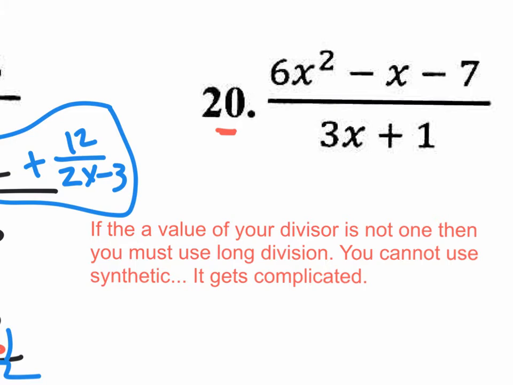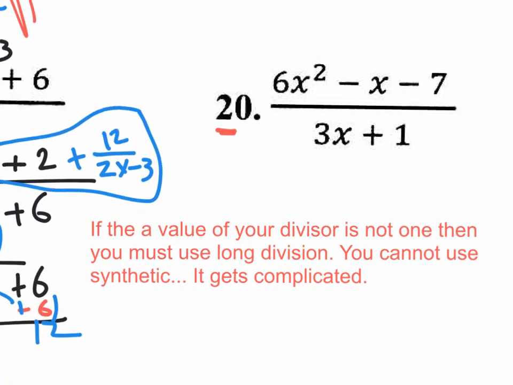So I apologize. In the morning classes, I said, yeah, you could use synthetic division on anything. It's not necessarily true. If your a value is not 1, don't use synthetic division. If it is 1, like if this were just x plus 1, go for it. Use synthetic division, and you'll have a minus 1 inside the box. You have the coefficients 6, minus 1, and 7. And yeah, go for synthetic division. But it's not 1, it's 3. So don't use synthetic division. Use long division.